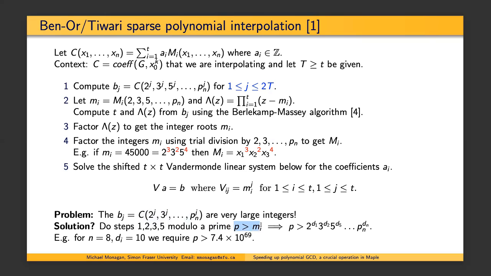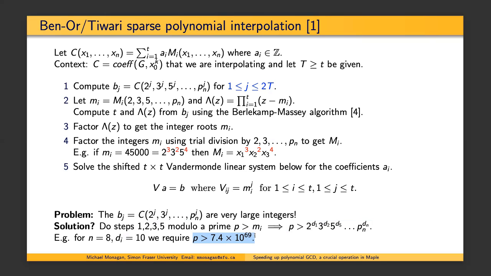And how big does the prime need to be? It needs to be bigger than any of the monomial evaluations. Here's a bound that will work. When you do that for n equals 8 and degrees 10, I get that the prime would need to be bigger than this 69-digit, almost 70-digit integer. So yes, it's not huge, but it's still very big.